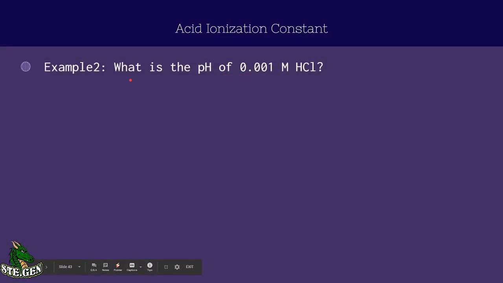So an example of this would be, we're going to find the pH of 0.001 molar HCl. Notice there's no Ka because there doesn't need to be one, because HCl just completely splits apart. So we'll work that one out together as well, and you'll be able to see how that goes.